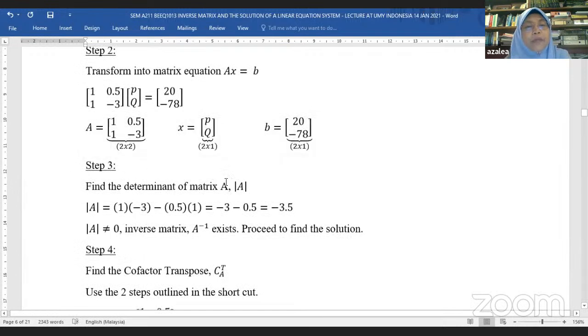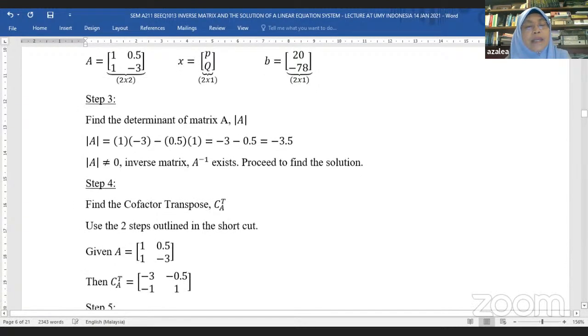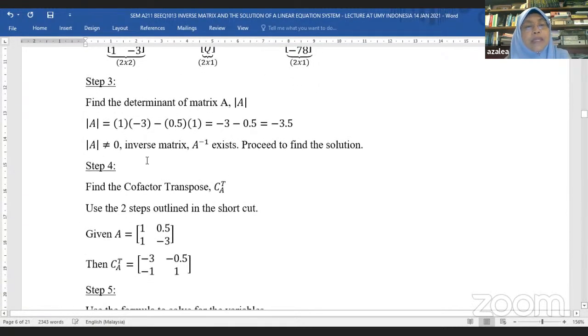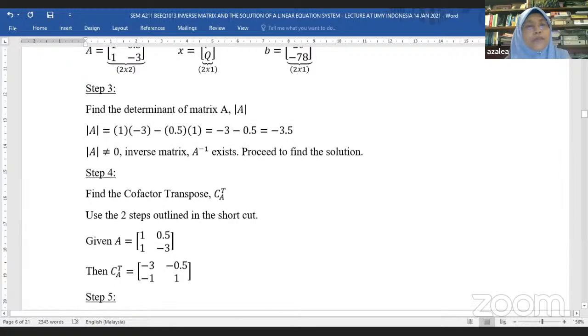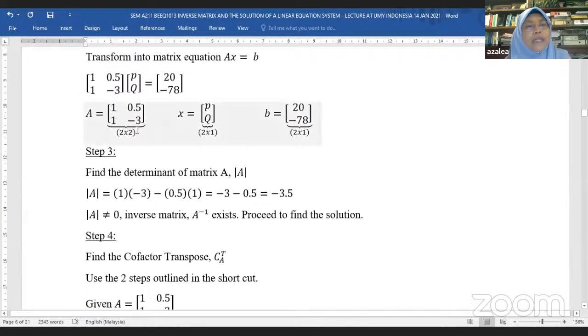Okay, in step 3, we need to test for the existence of a solution. So find the determinant of matrix A. We know already how to find this. I didn't show it here. Like this, 1 times minus 3 minus 0.5 times 1. It's written here. So it will become minus 3 minus 0.5, or minus 3.5. Since this value is not equal to 0, we conclude that the inverse matrix exists and we can proceed to find the solution of the system.